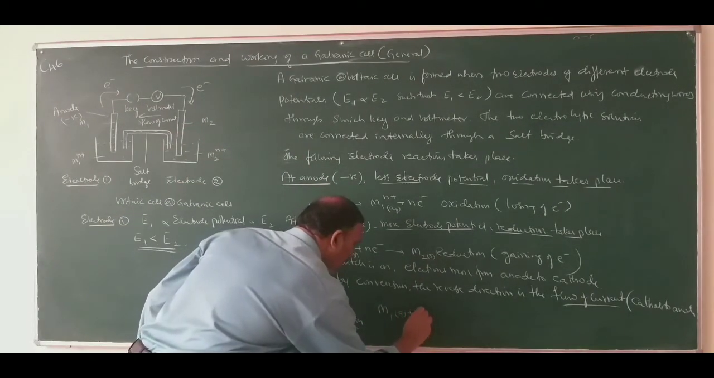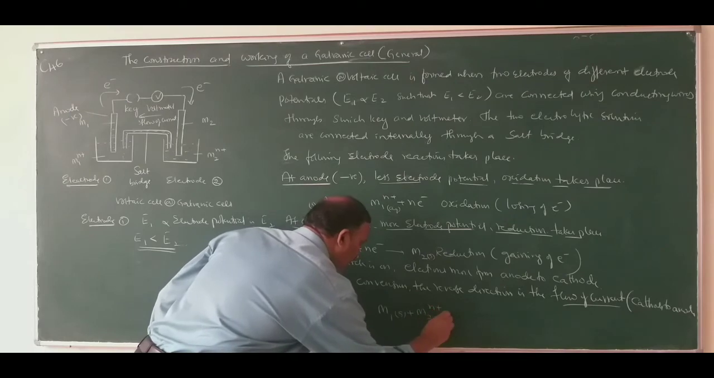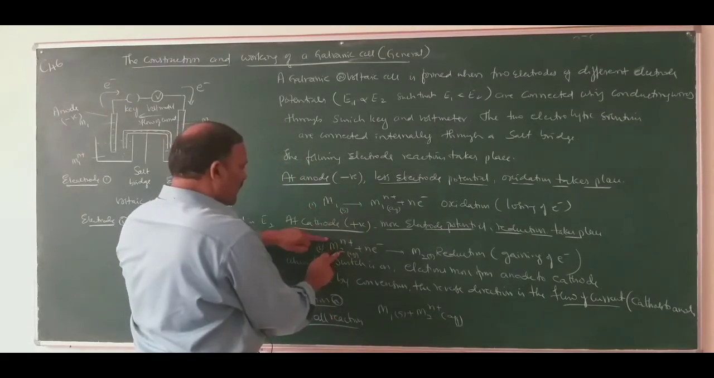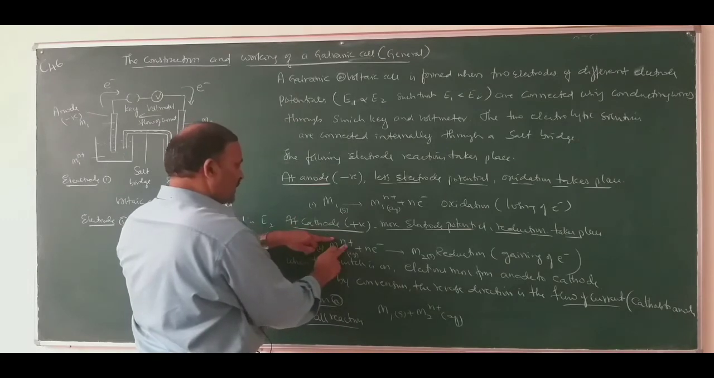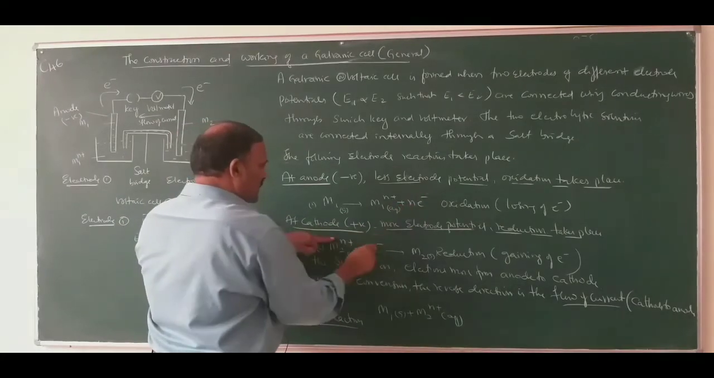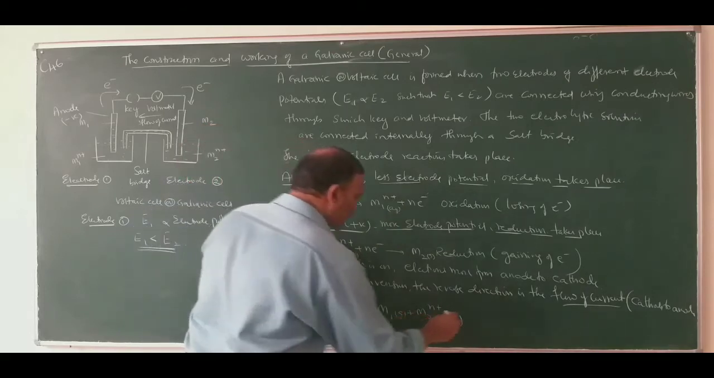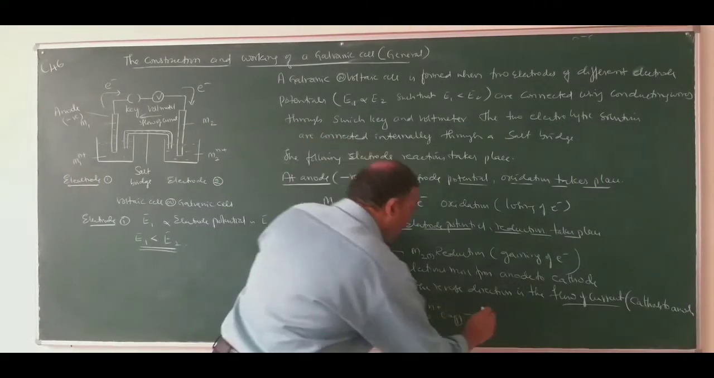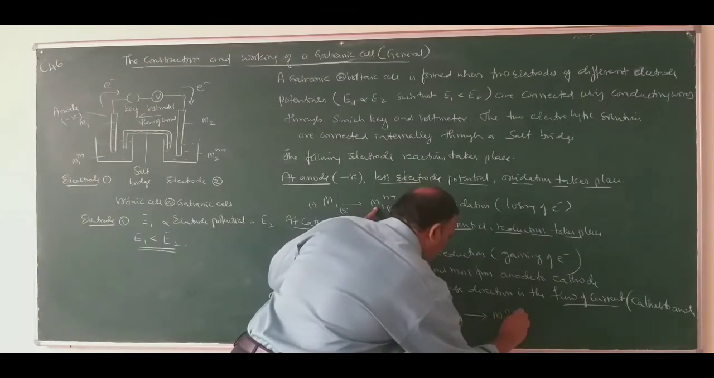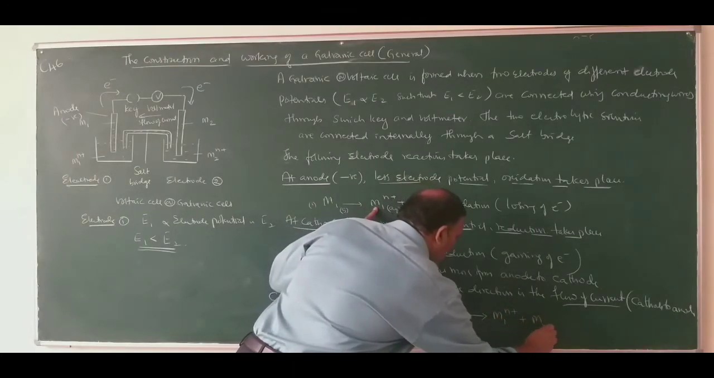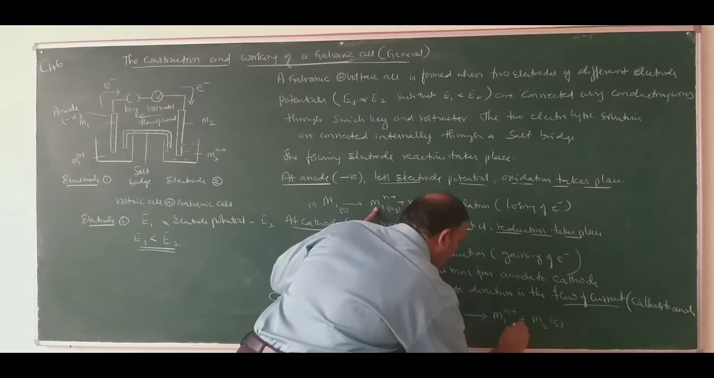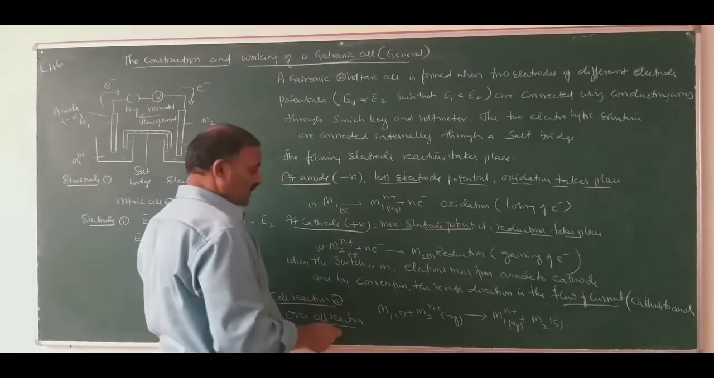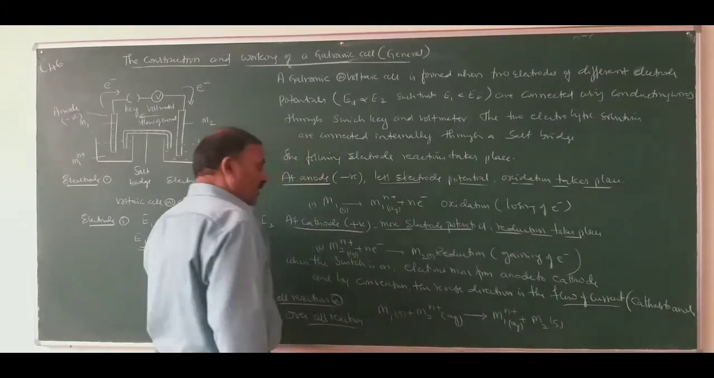M1(s) plus M2^n+(aq) gives M1^n+(aq) plus M2(s). The electrons get cancelled with these electrons, since they are in opposite directions. So M1^n+ plus M2(s), this is the overall reaction.